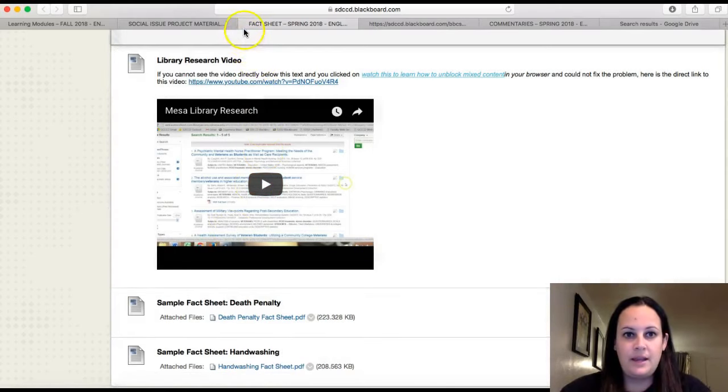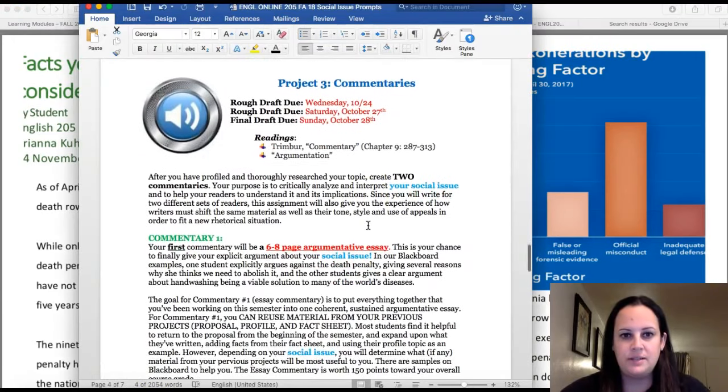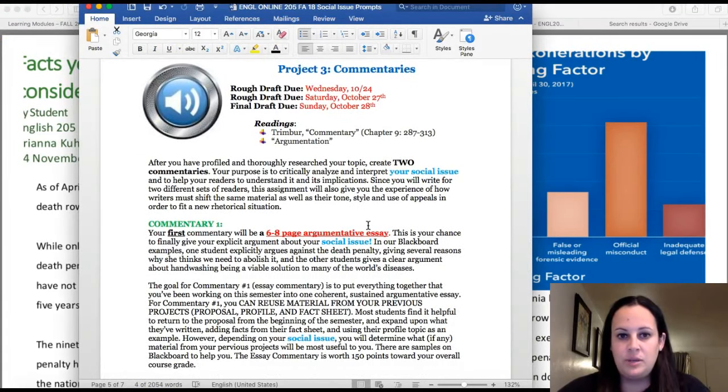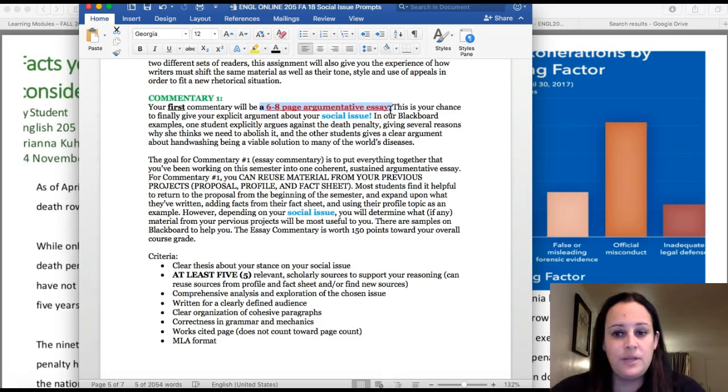All right, and then after the fact sheet, we are going to do our commentaries. Okay, so our first commentary, so you're going to have 2 commentaries. The first one is going to be a very straightforward, argumentative 6 to 8 page paper. And I know this sounds like a lot, but you can reuse any of the material from your proposal, your profile, and your fact sheet. You can reuse any of that you'd like to in the commentary.